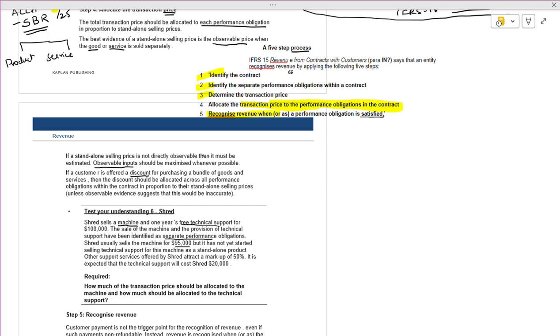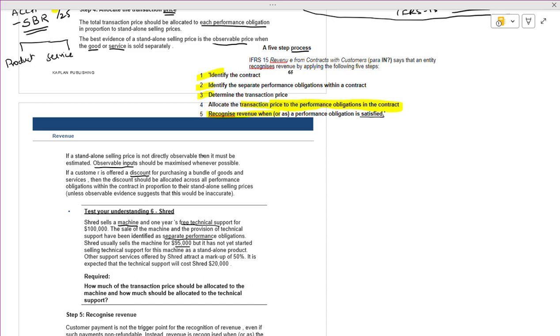95,000. But it has not yet started selling support for the machine as a standard. Means they are not selling any service. They are selling that with the product we are selling. What is the price of the product? Price of the product is 100,000. They are selling at 95,000. They are giving some discount, but it has not been very interesting for this machine as a standard.